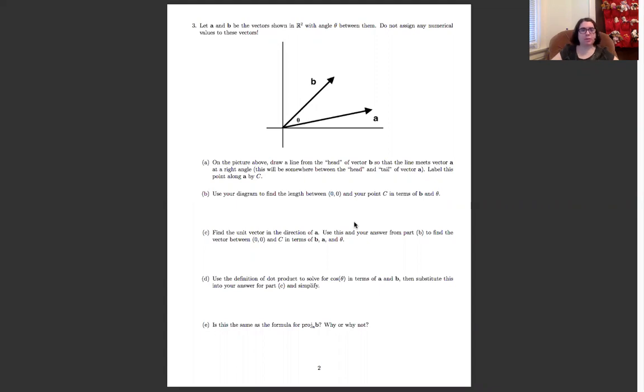Specifically, I want to look at number 3, in which we have vectors A and B, and the angle between them is theta. We don't want to assign any numerical values, but we want to start by drawing a line from the head of vector B, the tip of it, down to A so that it meets at a right angle. So it looks something like that. And then label this point where it meets as C. So that's all we have to do for part A.